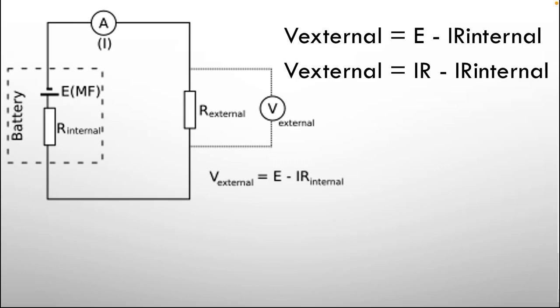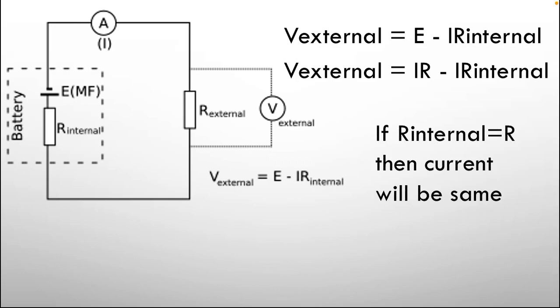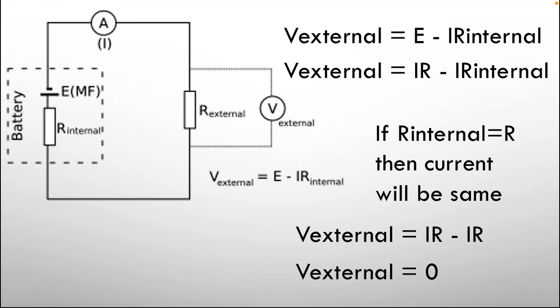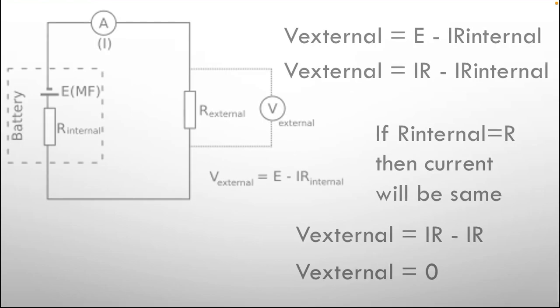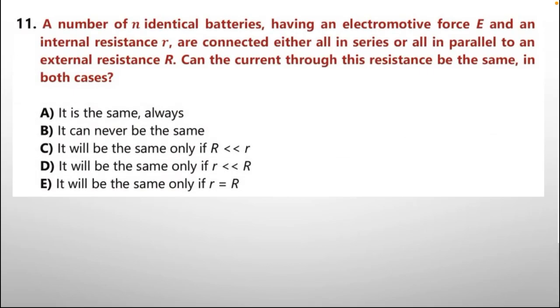E equals IR. If R internal equals R, then the circuit current will be the same. So V external equals IR minus IR, and it will become 0. Here the answer is option number E. It will be the same only if r equals R.